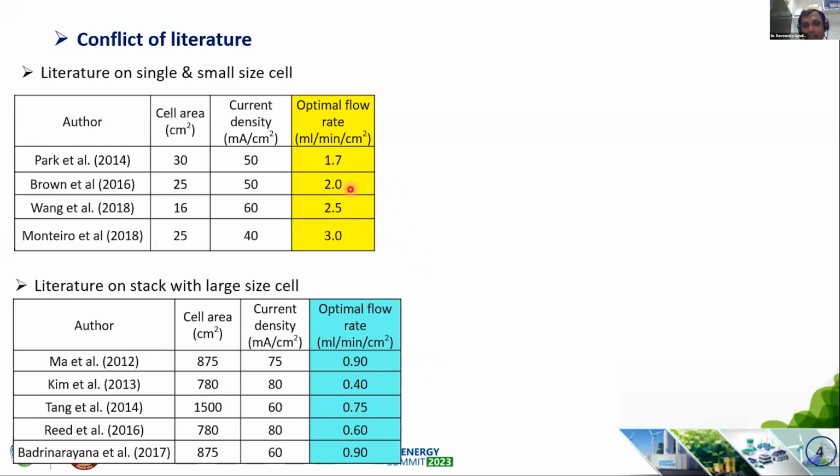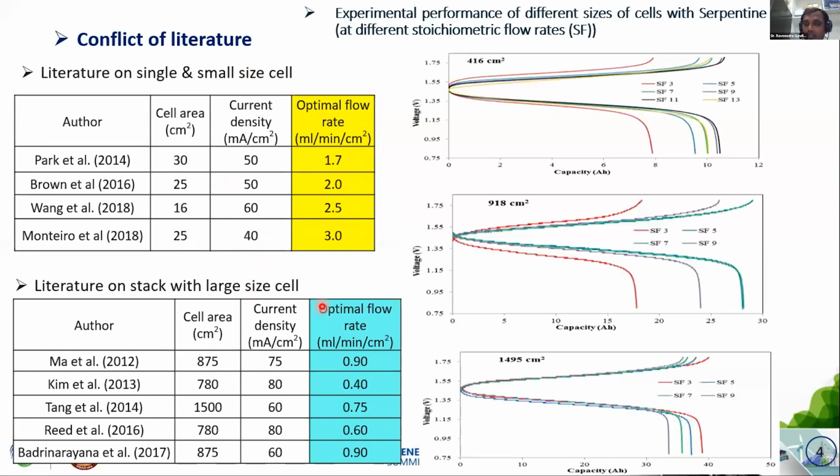We say 2 ml per minute per centimeter square is the best at lab scale, but at a deployable stage it's very different, like 0.5 or 0.6. So there is no linearity between the results we have seen at cell level and at the deployable stack. That's why we need real-time experimentation on different sizes of cells, let's say 400 or 900 or 1500, and the real area will come from how you design and fabricate it in your laboratory.